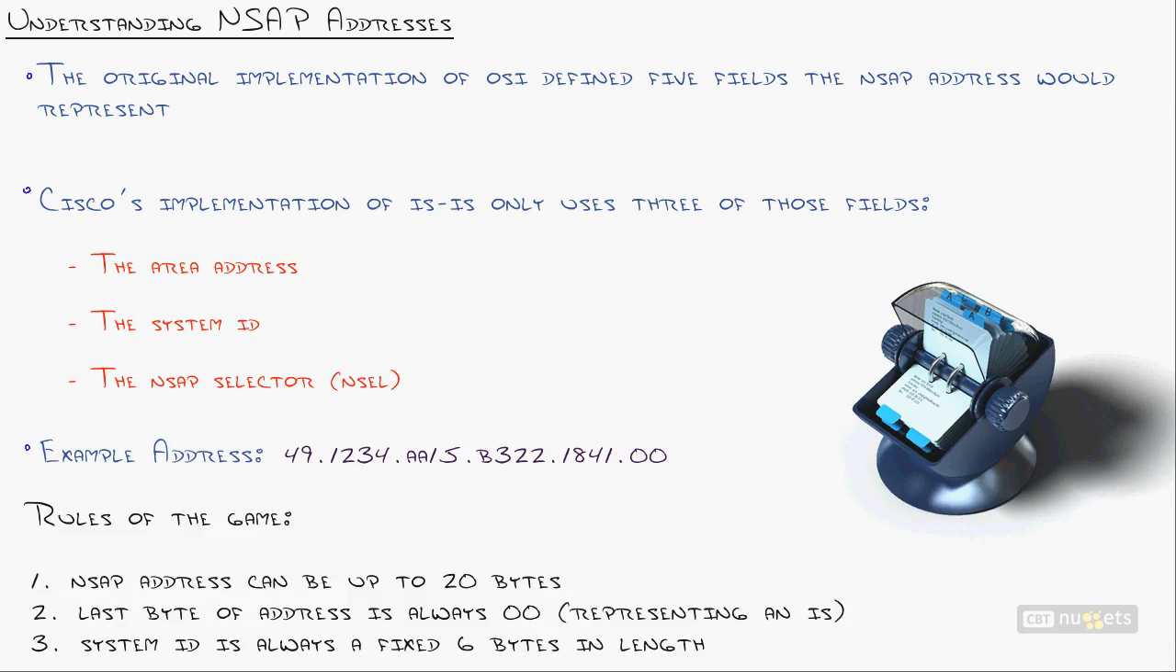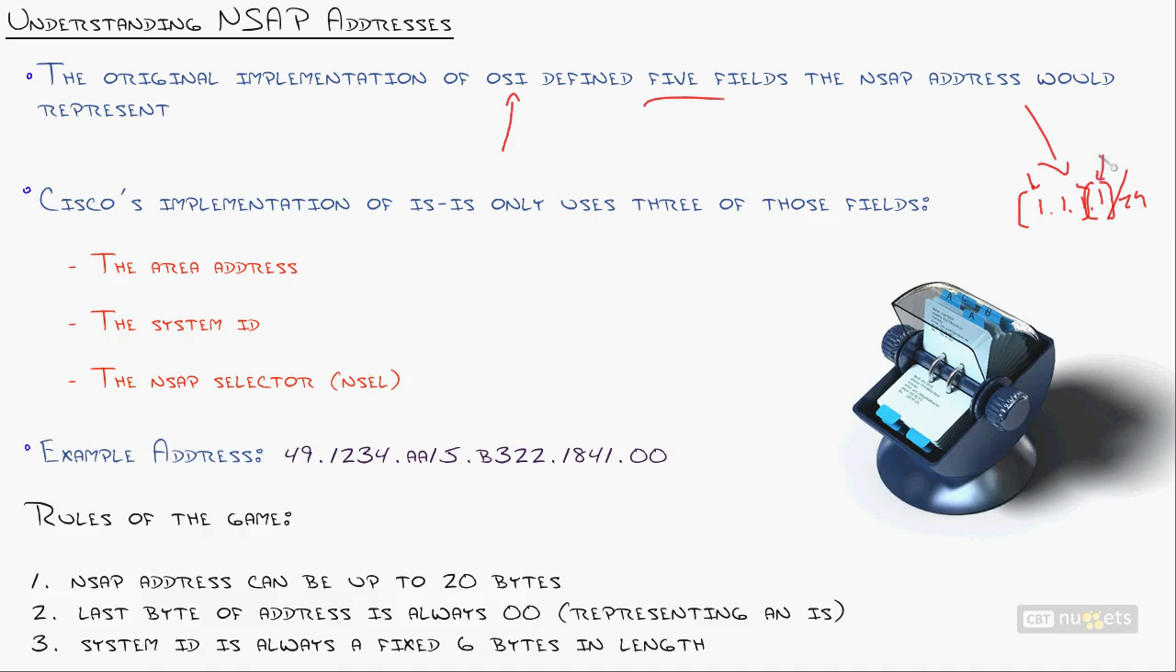Let me show you. I created my own slide just for this concept, NSAP addresses. The original OSI protocol defined 5 fields the address would represent. Meaning, this is a little bit different, right? We're used to IP addresses, which is like 1.1.1.1. They don't mean anything. I guess you could say when you combine it with a subnet mask, you go, okay, well, this represents the network, this represents the host, right? I guess that would be a good comparison, right?